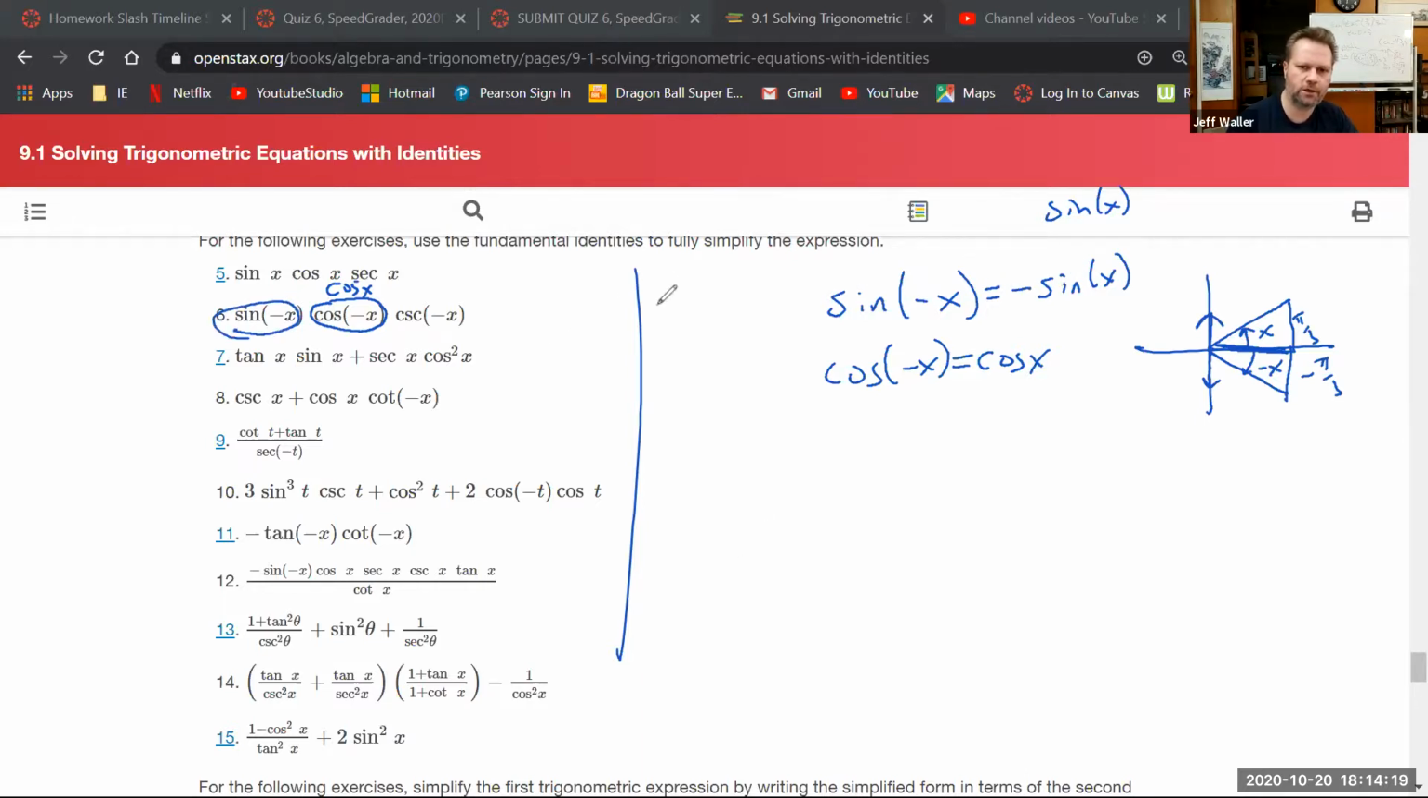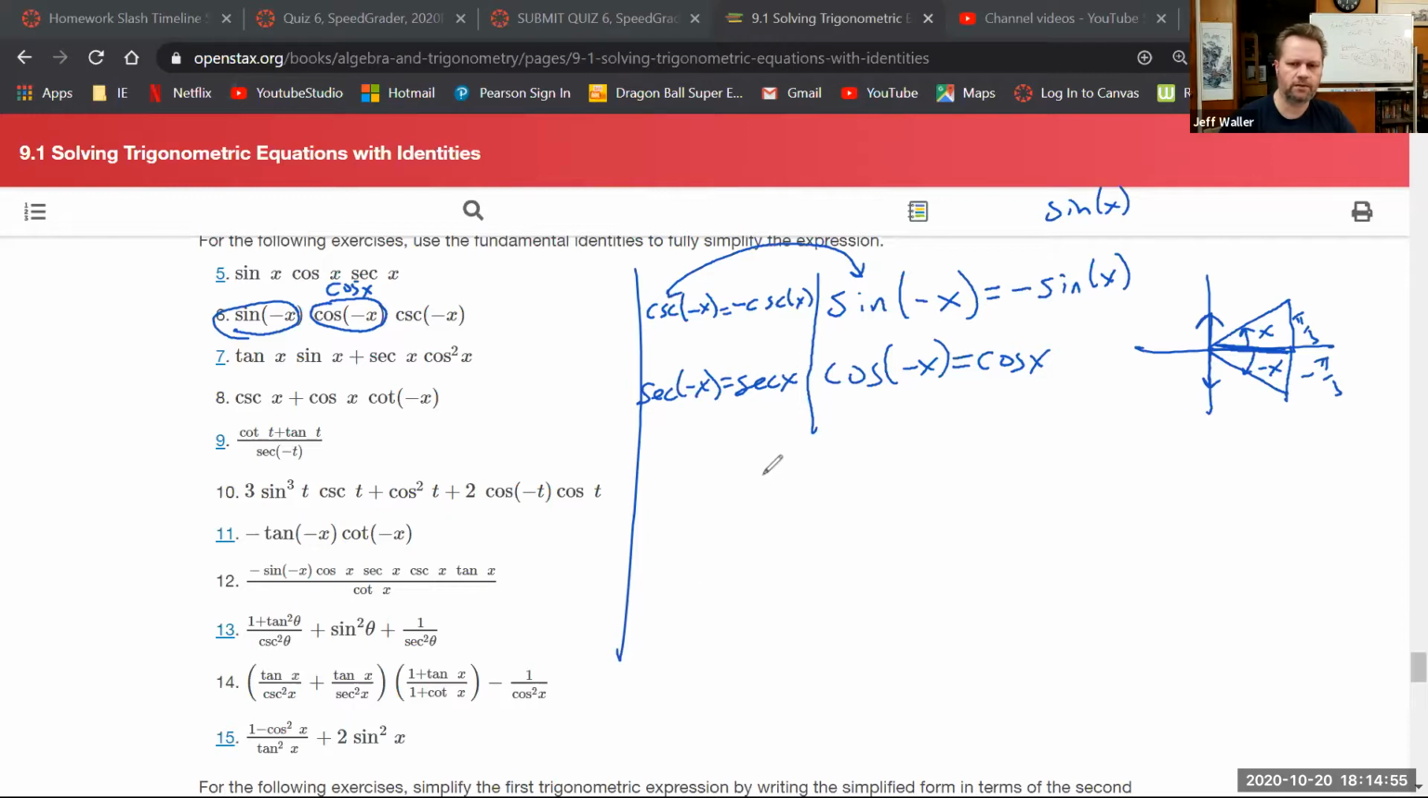So of course, what's cosecant of negative x? Why am I writing it where I'm writing it? Because cosecant and sine are basically the same in a way, right? One is one over the other, but that means that they react the same in this kind of situation. So cosecant of negative x is negative cosecant of x, because that's what happens to sine. So secant of negative x will do the same thing cosine does. It's just secant of x.